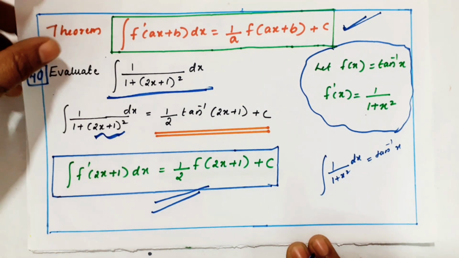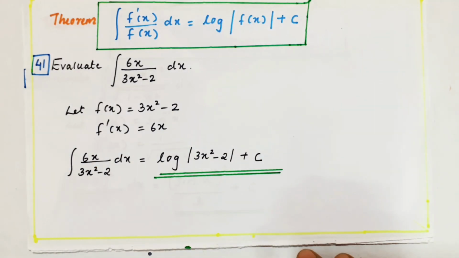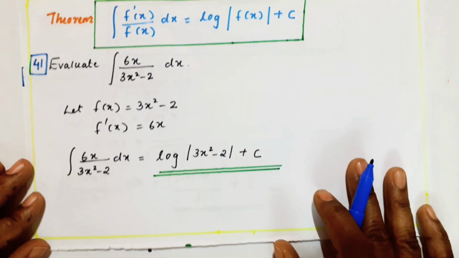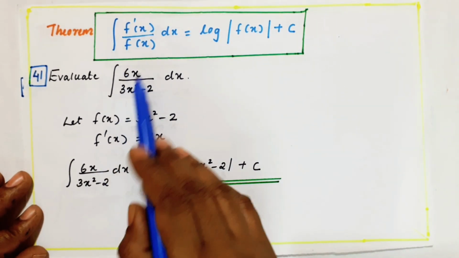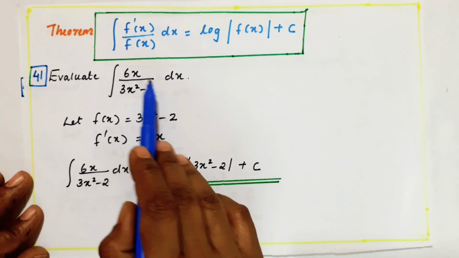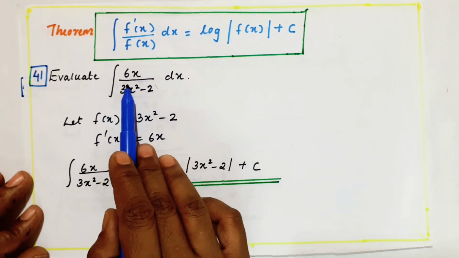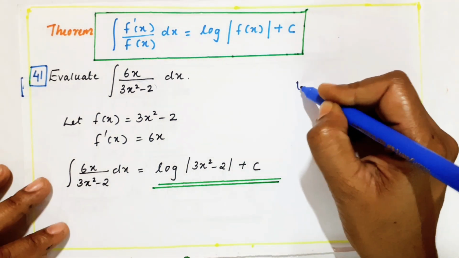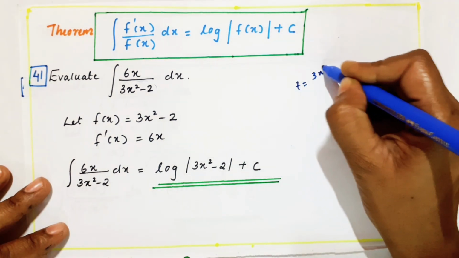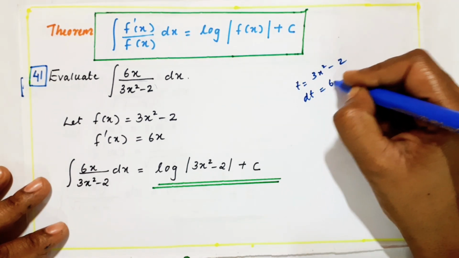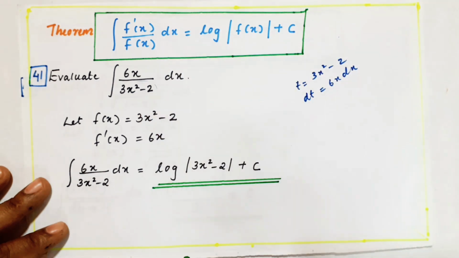Now, one more theorem I need to tell. Before going for the theorem, you have to check the question. Integral of 6x by 3x square minus 2 dx. You know that if you take this as a substitution method, the numerator will come. For example, if you put t as 3x square minus 2, what is dt? It will come as 6x dx. That term only is coming in the numerator.